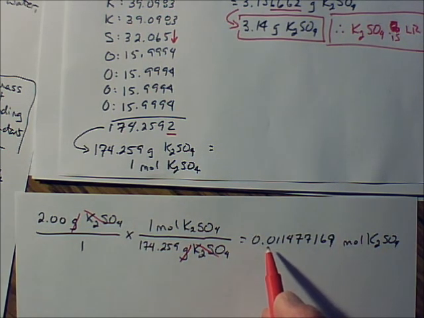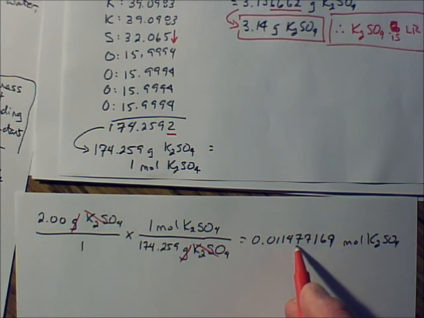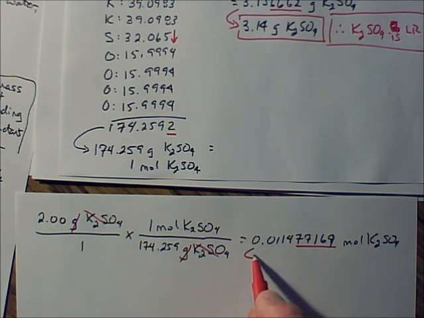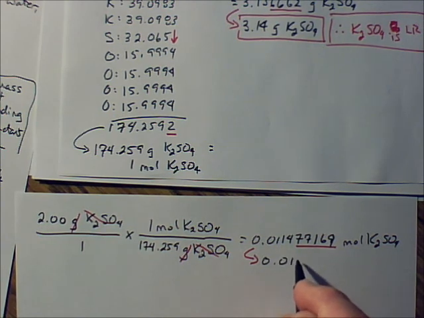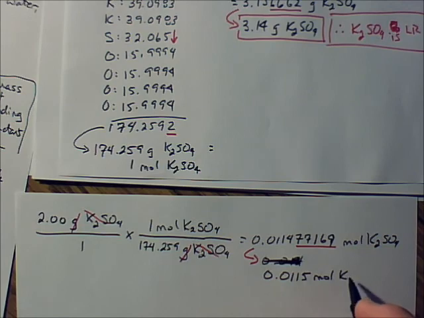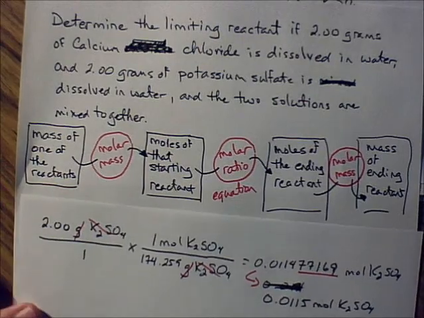Leading zeros are not significant. Underline everything after the first three digits. Show an arrow to say we're rounding off. And write 0.0115 moles K2SO4. Okay?